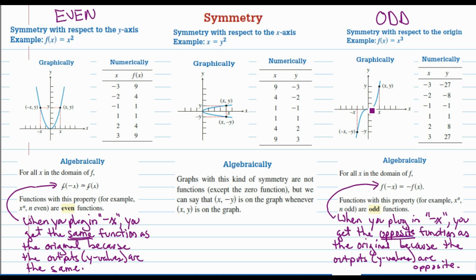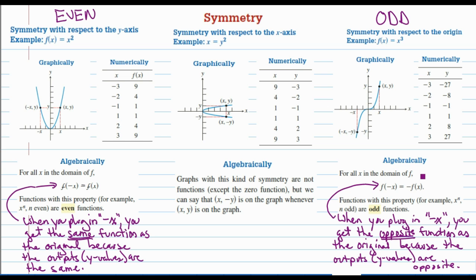Symmetry to the origin numerically means that for every x value I plug in, if I plug in the opposite one, I will get out the opposite y value. So when I plug in positive 1, I get positive 1. But when I plug in negative 1, I get negative 1. If I plug in positive 2, I get positive 8. If I plug in negative 2, I get negative 8.